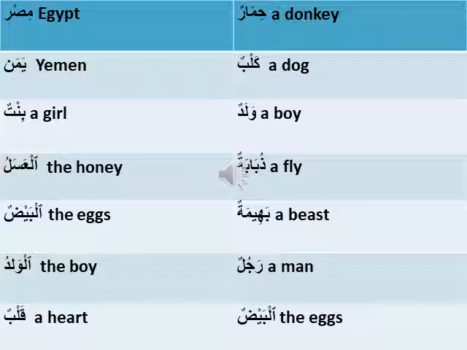Himarun, a donkey. Misrun, Egypt. Kalbun, a dog. Yamanun, Yemen. Waladun, a boy. Bintun, a girl. Dhubabatun, a fly. Al-asalu, the honey. Behematun, a beast. Al-baydu, the eggs.